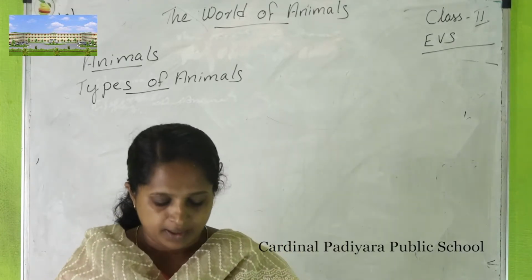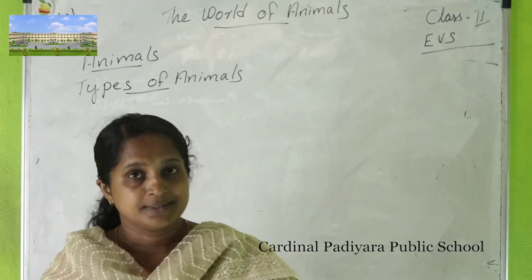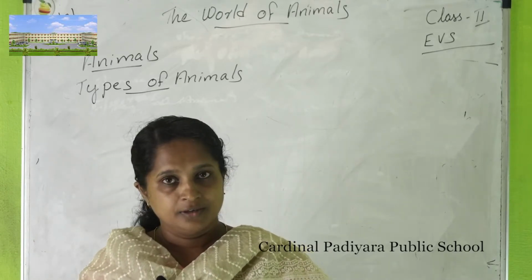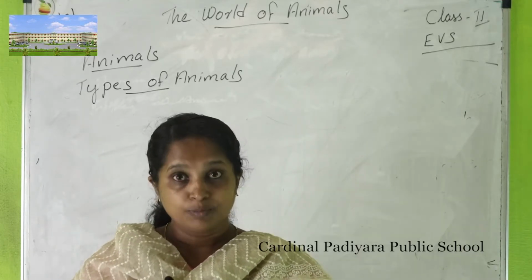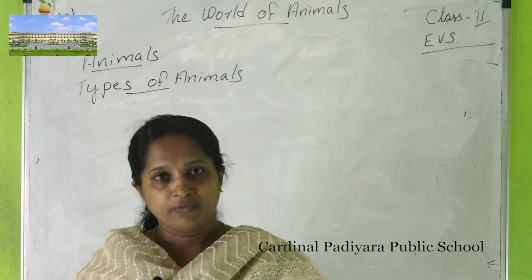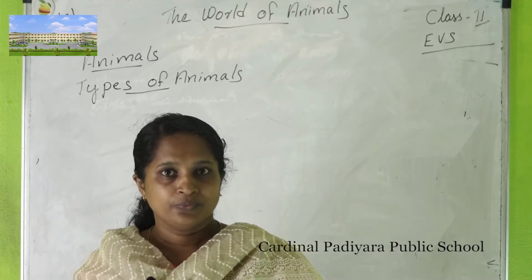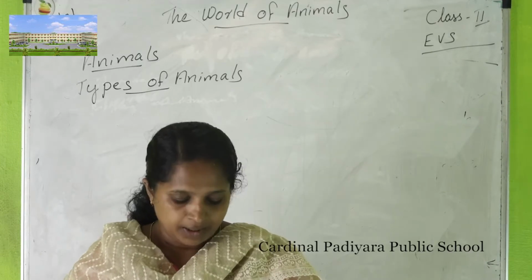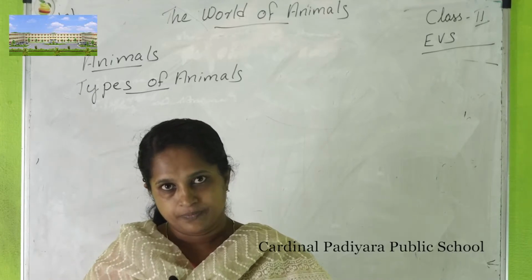In our surroundings, we can see many animals. Some are small, some are big. Some live in trees, some on land, some on water. Some live both on land and in water. Some animals live with us in our home. Some live near our home.